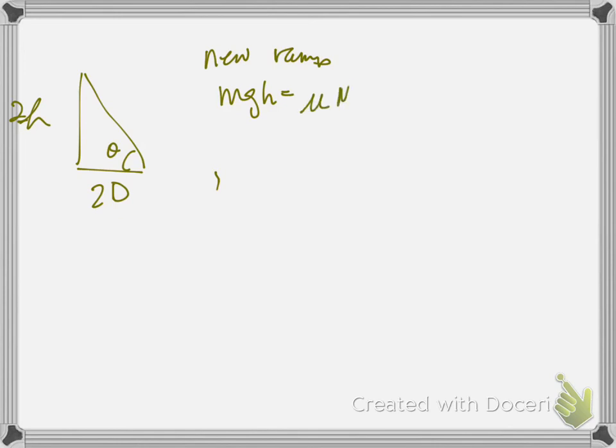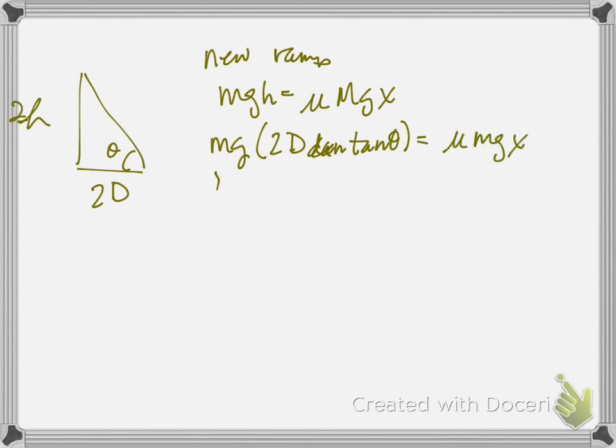The new ramp, this is now 2d. This is still theta. Here's our new h, our 2h, because we just doubled both sides to keep the angle the same. So for the new ramp, mgh equals mu k mgx. Our new h is 2d tan theta, so 2d tan theta equals mu k x.